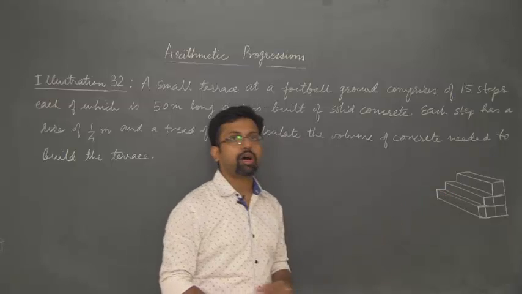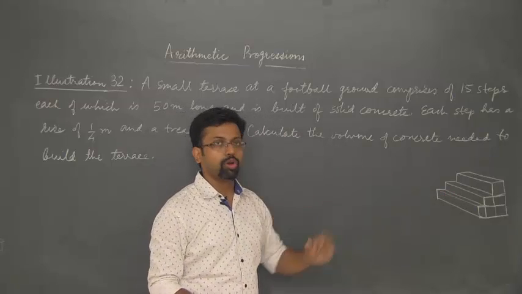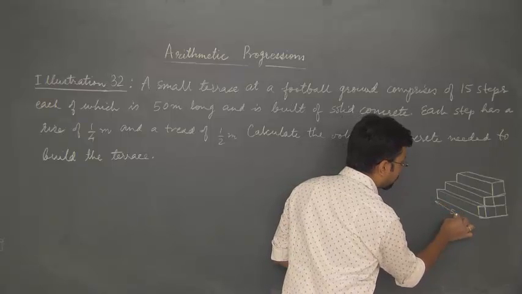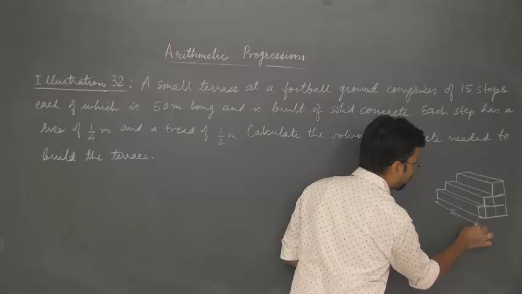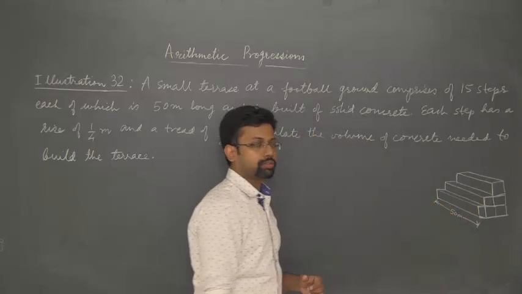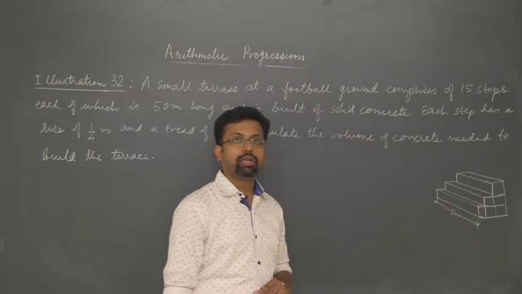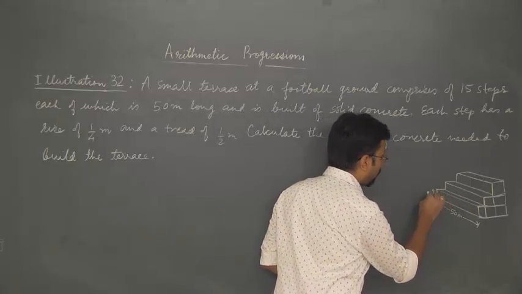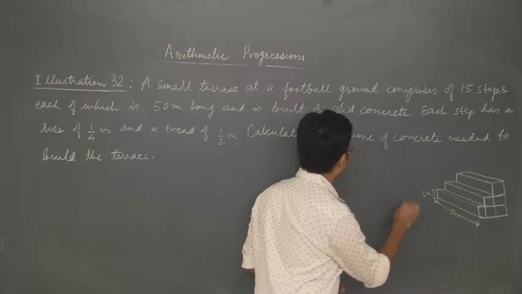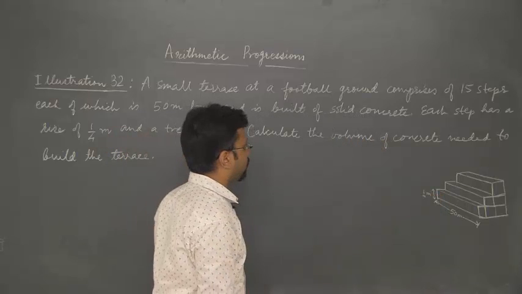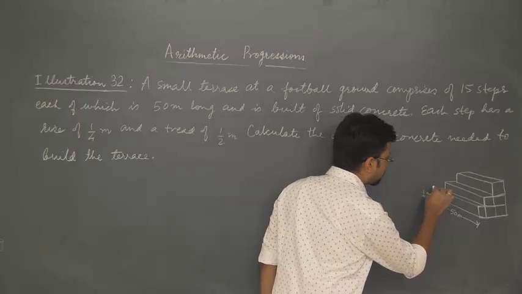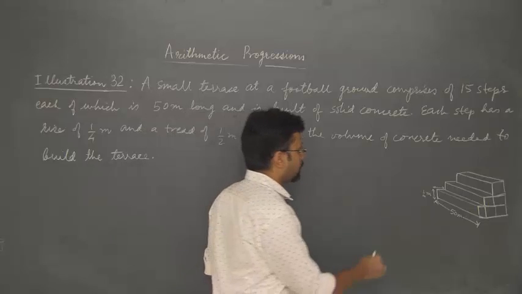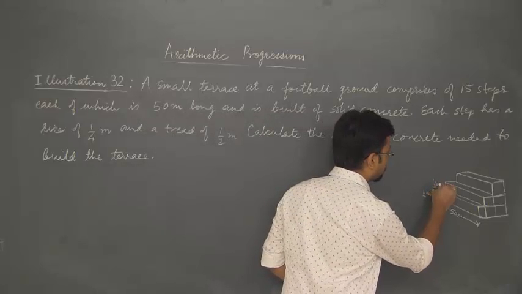Let's have a look at how the terrace steps would look like. It said that each of the steps would be 50 meters in length. So this length for each step would be 50 meters. It has a rise of 1/4 meter, right? And the tread is this. The width of the step is called the tread and the tread is given to be half meters.